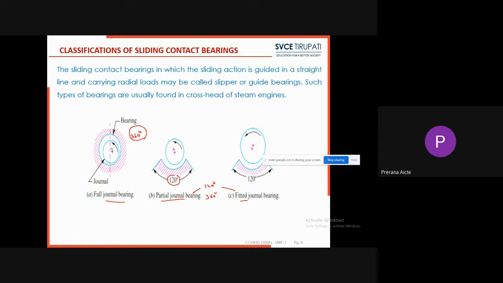But these sliding contact bearings, we are going to use in a steam engine. So these journal bearings, these sliding contact bearings, we mainly use only for a steam engine. Clear? No doubt. Okay.